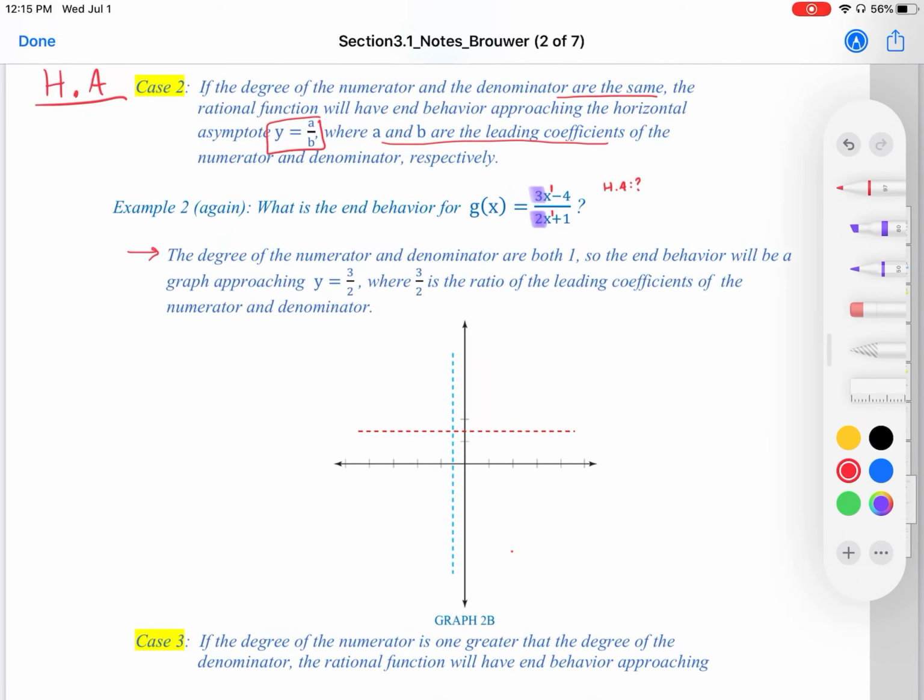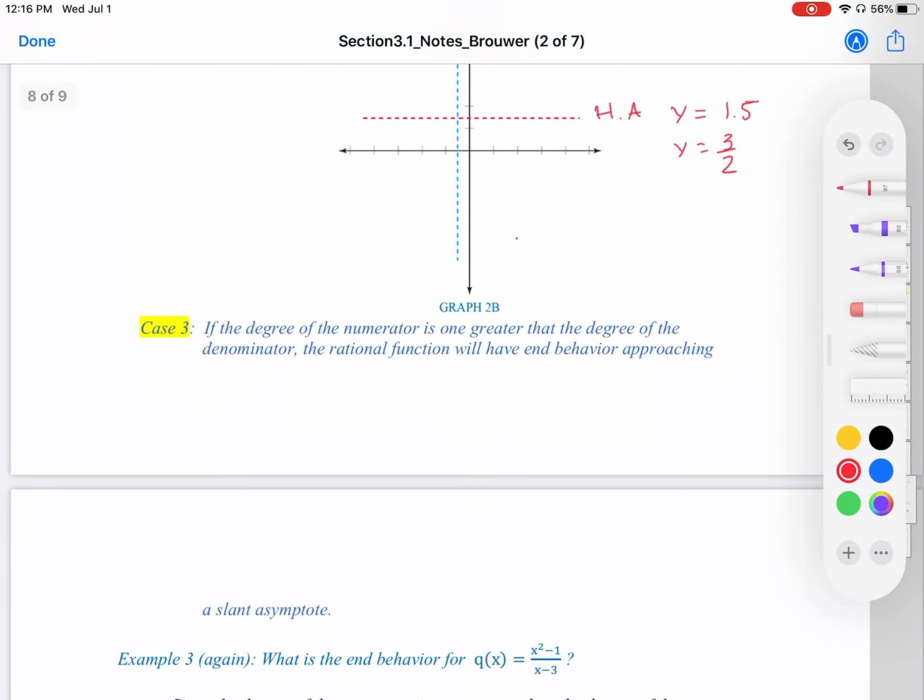The degree of the numerator and denominator are both 1. So the end behavior will be a graph approaching y equals 3 over 2. So 3 over 2 is the ratio of the leading coefficients of the numerator and denominator. 3 over 2 is 1.5, right? So we have a horizontal line at 1.5, y equals 1.5. Or if you want to write it as a fraction, 3 over 2.